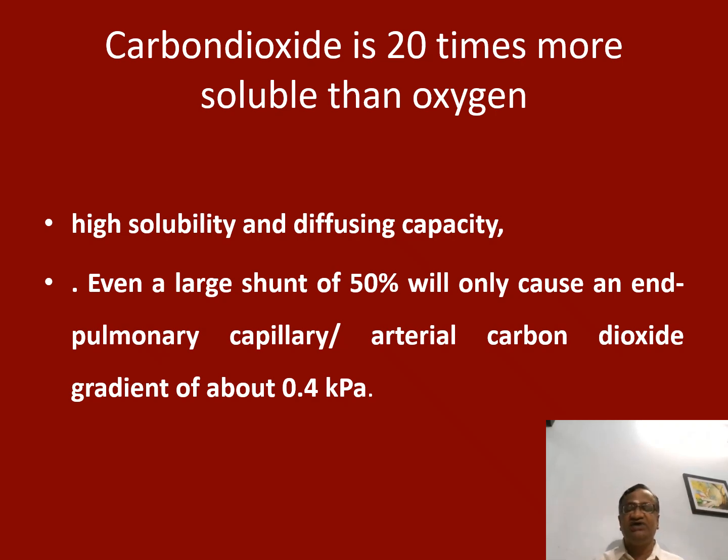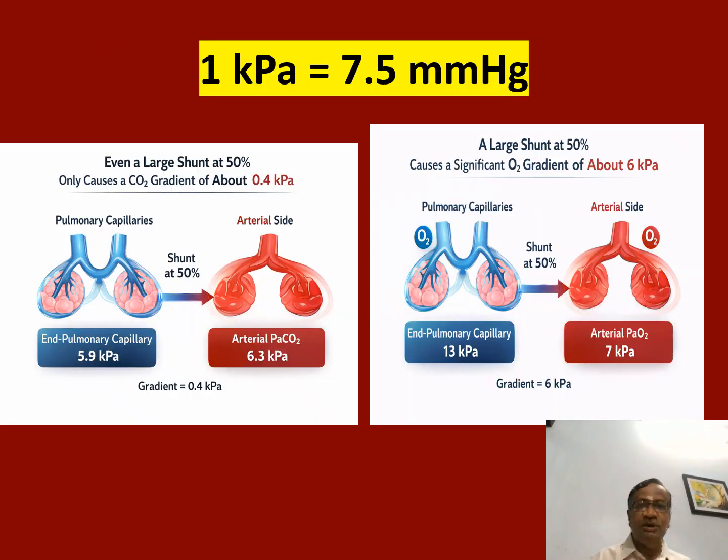Even with a large shunt of 50%, carbon dioxide easily moves out because of high solubility and diffusing capacity. Patients will end up only with hypoxia, because here you can see even with a large shunt, the carbon dioxide increases from 6 to 6.3, while the oxygen falls from 13 to 7. That is the difference when you have a shunt, because carbon dioxide is easily diffusible, with high diffusing capacity, 20 times more soluble. It goes in and goes out easily, even with 50% shunt and 50% of lungs working.